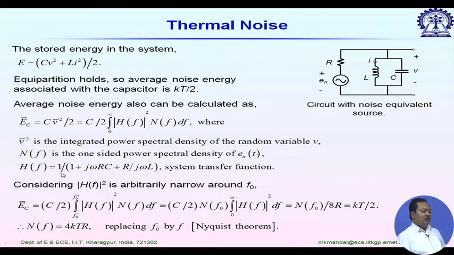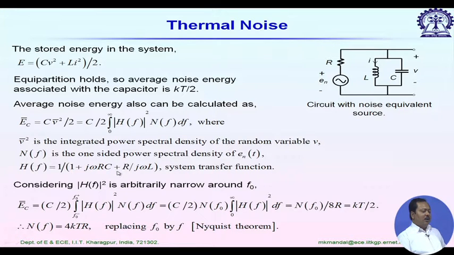H(f) is simply equal to 1 by 1 plus j omega RC plus R by j omega L. This is the system transfer function. Then take the magnitude square and put it in the equation.